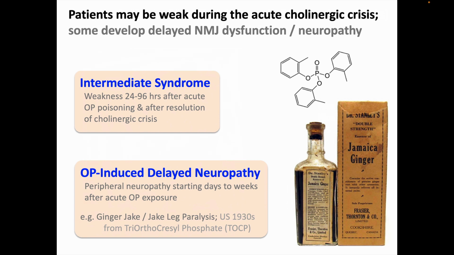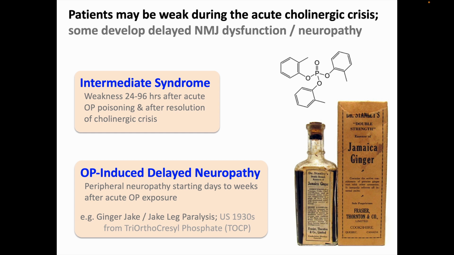But even if they were adequately treated during the acute phase, some patients can go on to develop delayed neuromuscular dysfunction or neuropathies. There is a so-called intermediate syndrome. Intermediate because it occurs between the hyperacute phase and late neurologic effects which had already been described in the literature.